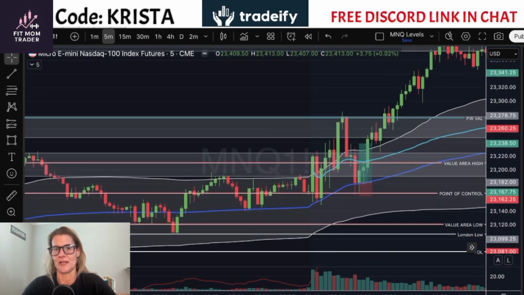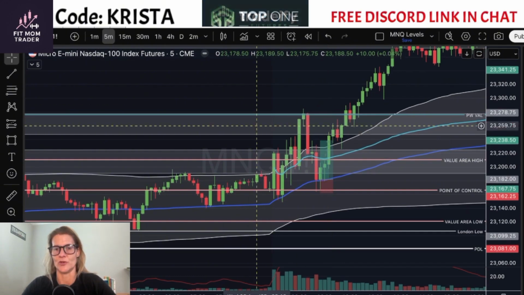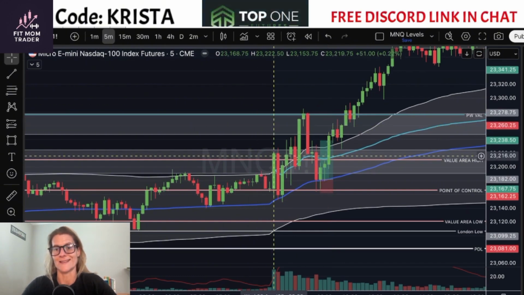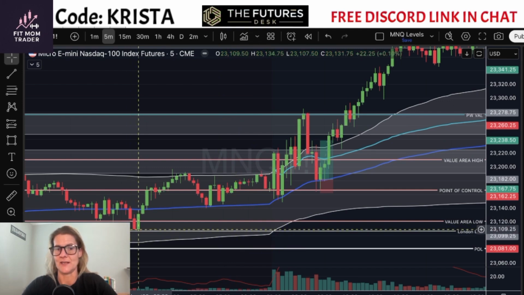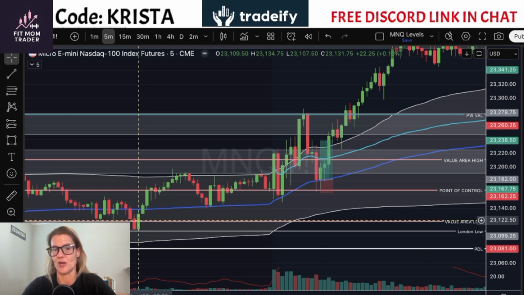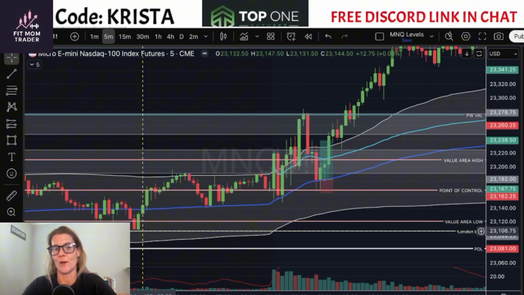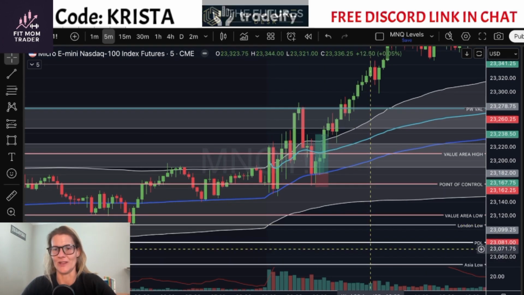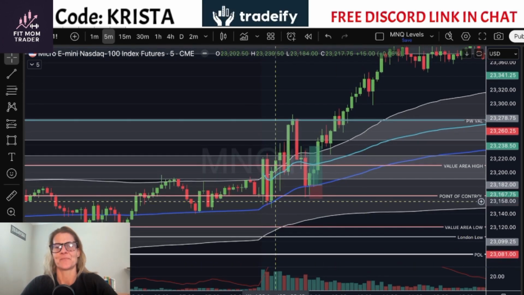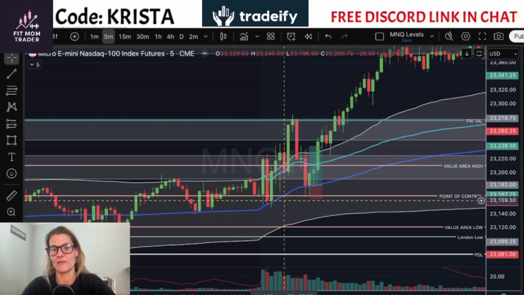In my trading plan that I shared with my Discord group, I was looking for longs as long as we held above 23,100 because this was the low for the London session. This here is the value area low from yesterday, and we were holding above VWAP. If we fell below this level, my bias would have been unconfirmed, and possibly would have been going lower at that point. So longs were the play, so I was looking for longs.